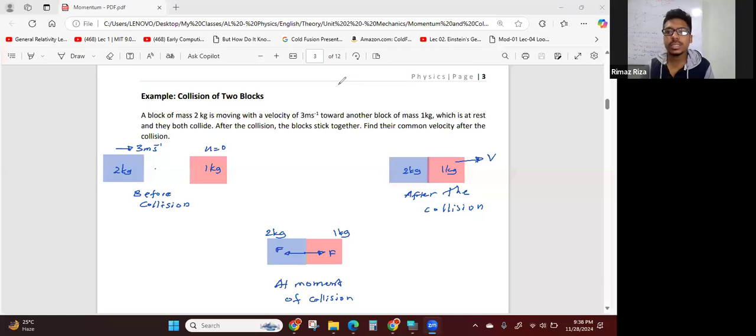Now, to answer this question, you have to understand the linear momentum conservation principle. What it says is that the linear momentum of an object or system remains constant if no external force is applied on it in that particular direction.